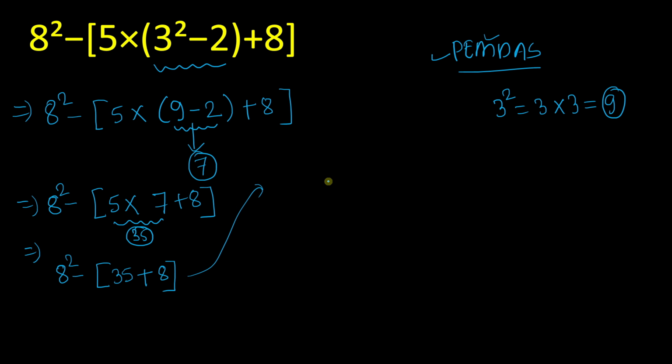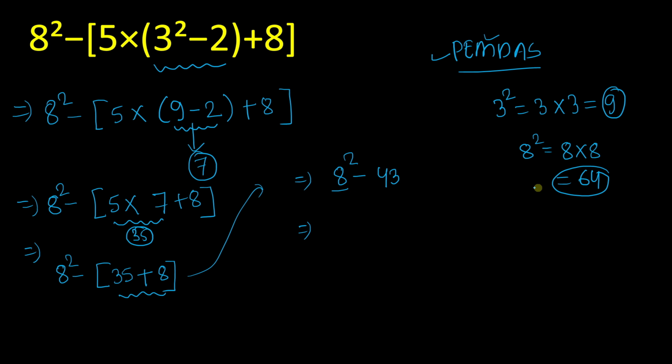And here next, we will do the addition operation here. 8² − 35 + 8, and this will give result 43. And here there is an exponent part which is 8². So we can write 8² as 8 times 8, and this will give result 64. So in the place of 8² we can write 64. So we will write 64 minus 43.